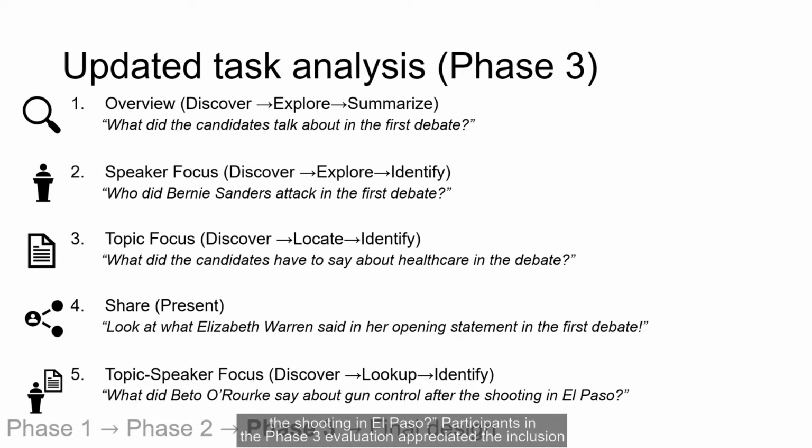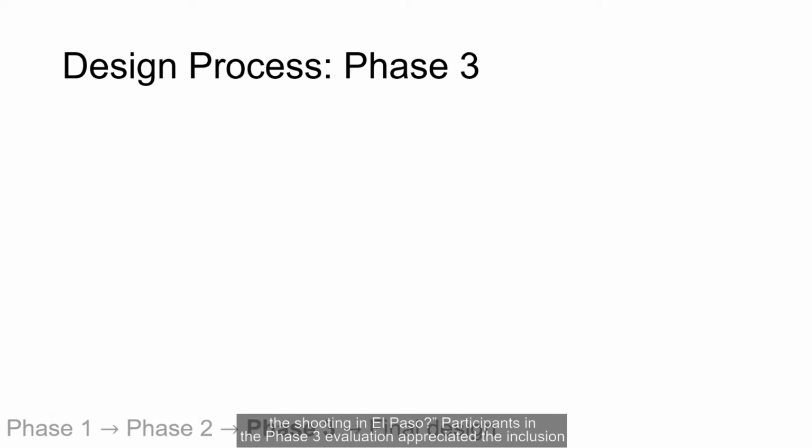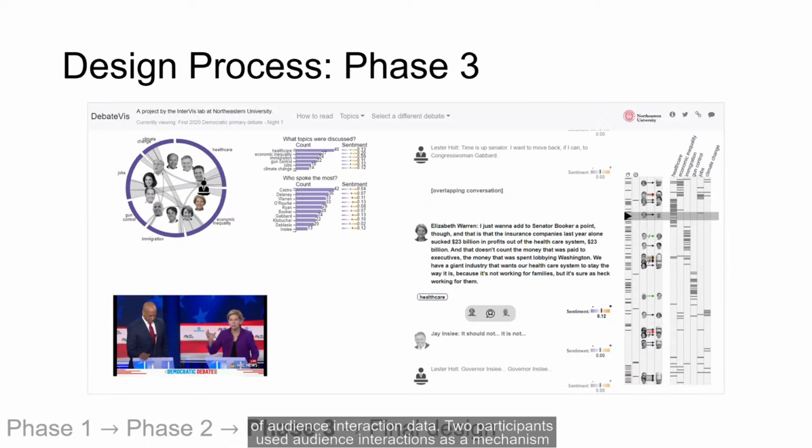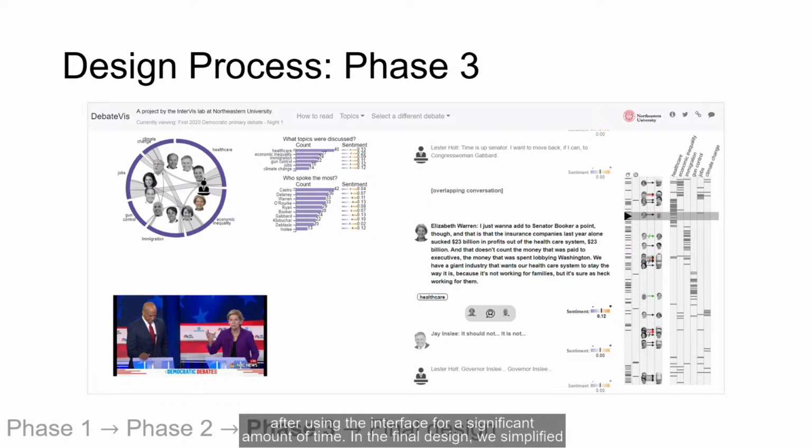Participants in the Phase 3 evaluation appreciated the inclusion of audience interaction data. 2 participants even used audience interactions as a mechanism for exploring the debate by investigating every instance of audience laughter. However, most participants had trouble understanding the chord diagram in the Phase 3 design, even after using the interface for a significant amount of time. In the final design, we simplified this component by using a more straightforward node link diagram.